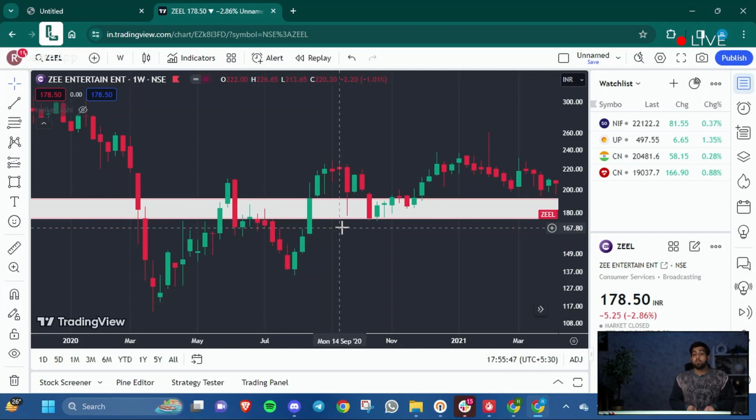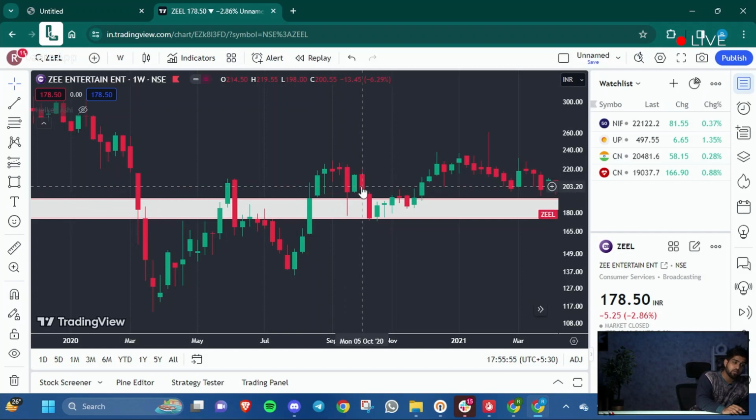Why below this level? Because this level is providing the support. So I would want to exit when my support is broken, and it has not broken my support. So पहली बार में भी मेरा लॉस नहीं होगा, ultimately it will be profitable, but okay.